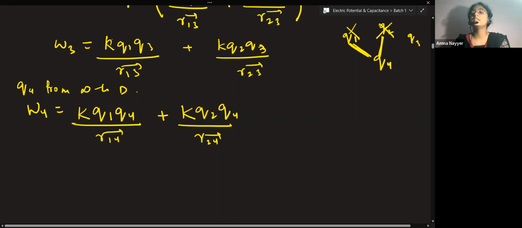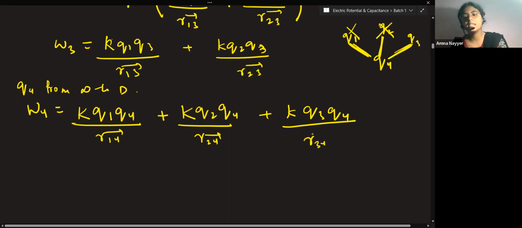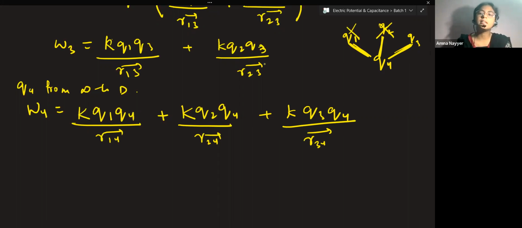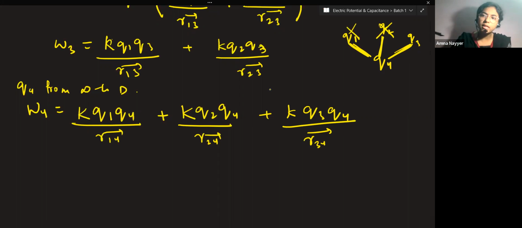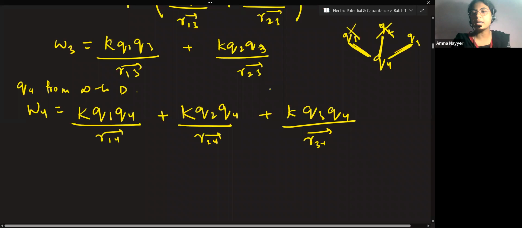Q2 we have also considered. Regarding Q3, it will be K Q3 Q4, the constant multiplied by both the charges, divided by the separation R34. Is this clear? How to write it in general terms if you have Q4 with you? There are three interactions because three charges are already there. So the fourth charge will be interacting with all three of them. Is this clear? The work done 4. Just let me know, all of you.